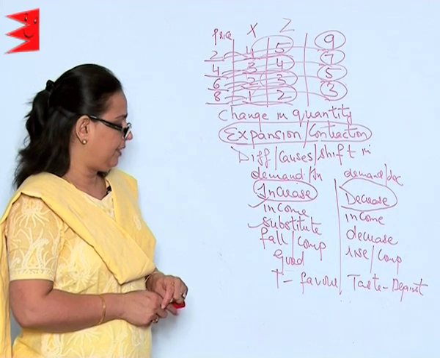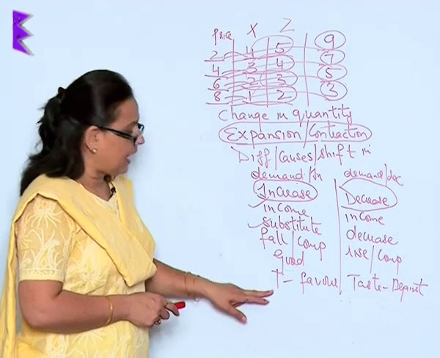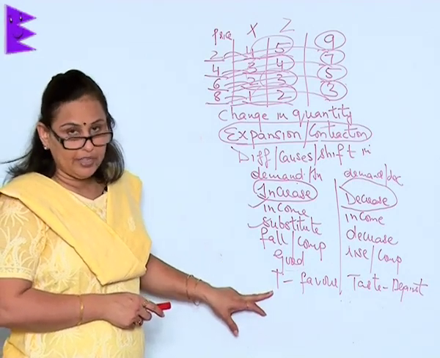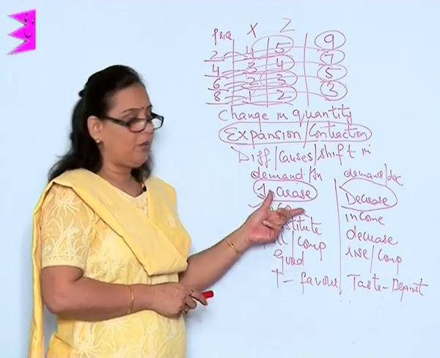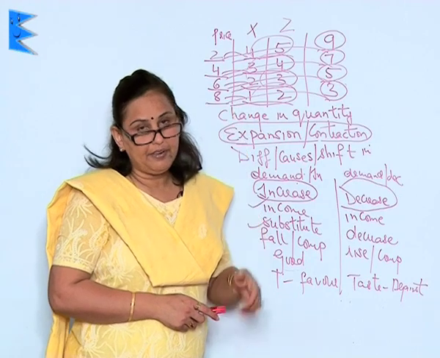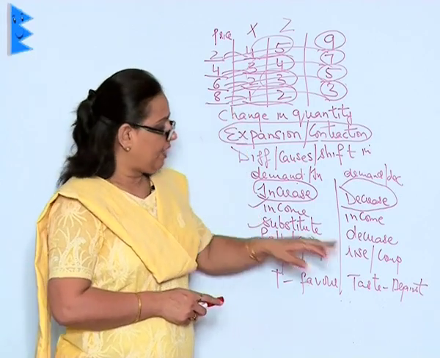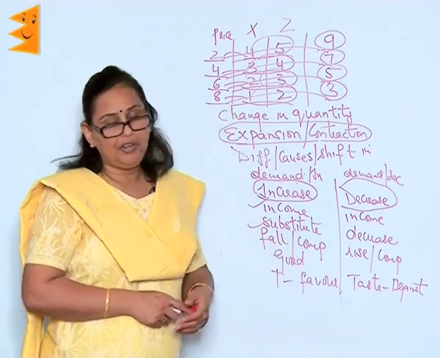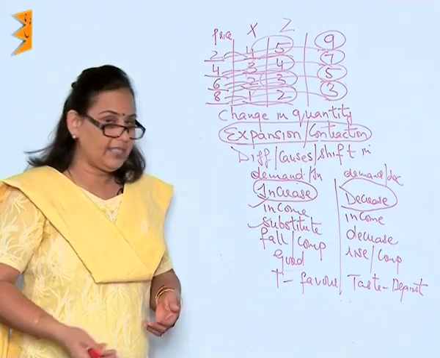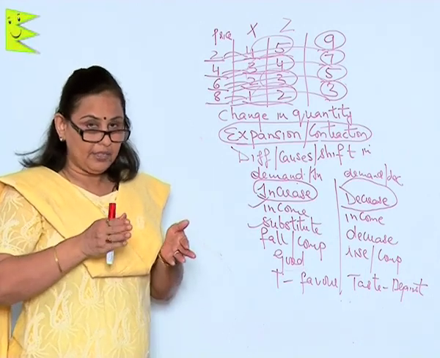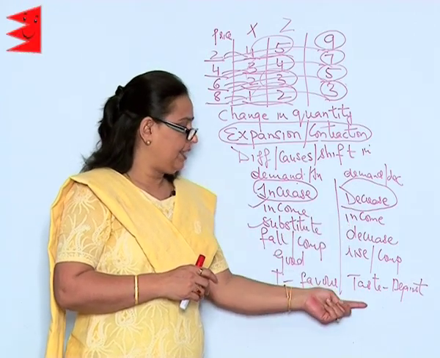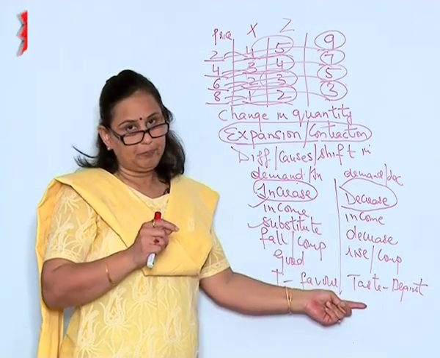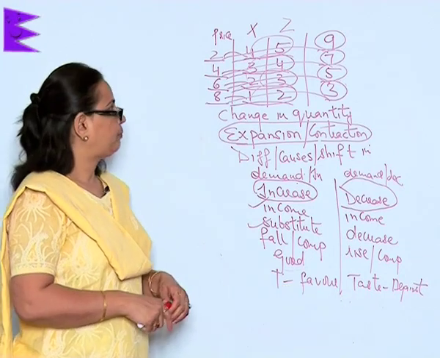If the taste and preferences of the consumer comes in favor of the commodity, then there is a rise in the demand. If the taste and preferences of an individual go against the commodity, that is the time that there is a decrease in the demand of a commodity.